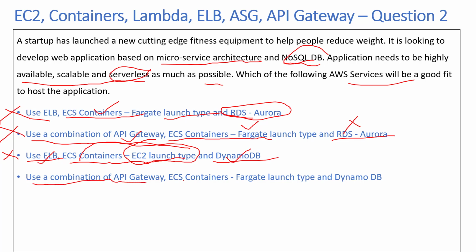So you use combination of API gateway, you use ECS containers, Fargate as launch type, and DynamoDB. So it meets all the three requirements. So you have the NoSQL database, you have the serverless ECS container, and then you have the API gateway. So this is a typical combination of most microservice based application: an API gateway, either ECS containers, maybe Fargate, or even Lambda function. And then on the database side, if you need NoSQL, then use DynamoDB. Otherwise, you use RDS, either RDS Aurora or RDS MySQL, etc.